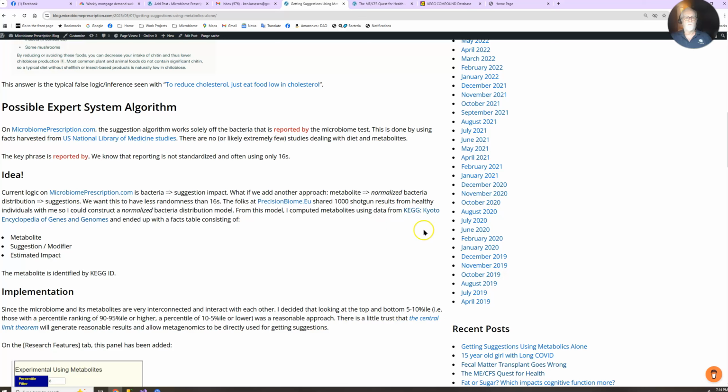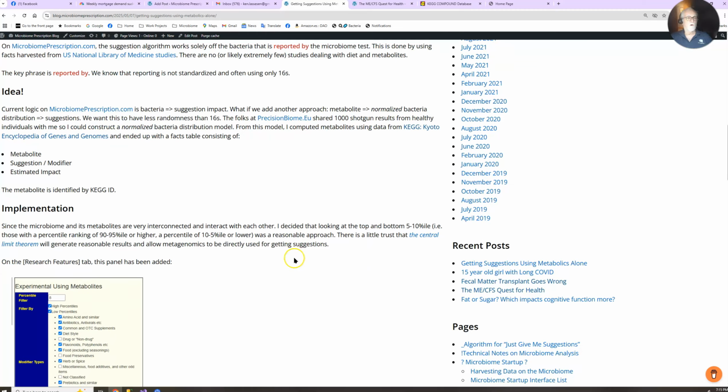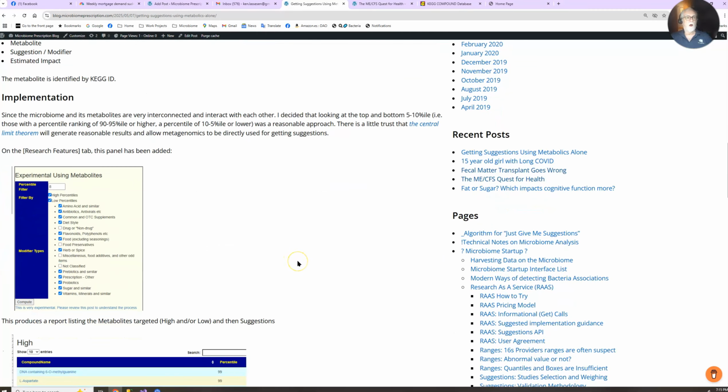So basically, from that, I ended up computing a table containing metabolites, the suggestion of modifiers, and the estimated impact. Once I have that, I can just push in the metabolites you want to change, look at all the impact, and optimize which modifiers will give you the best results. So I did an implementation of that, which I just pushed out, and it's basically very simple.